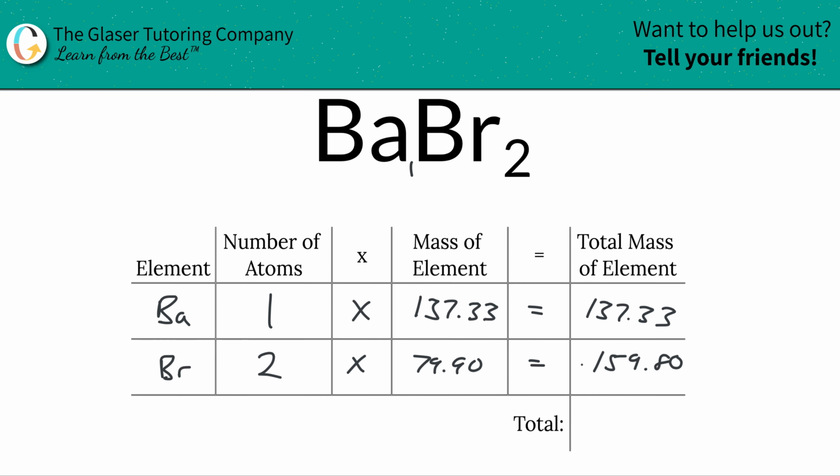159.8. And then to find the total mass of the compound, just add these two together, right? Nice and simple, 297.13. And since we're solving for molecular mass, the units down here are going to be in terms of AMU, aka atomic mass units. And that's all there is to it. Now you know how to find the molecular mass of barium bromide.